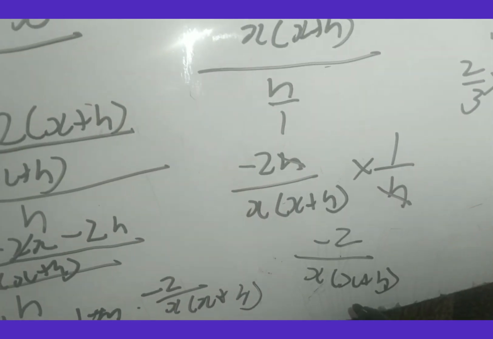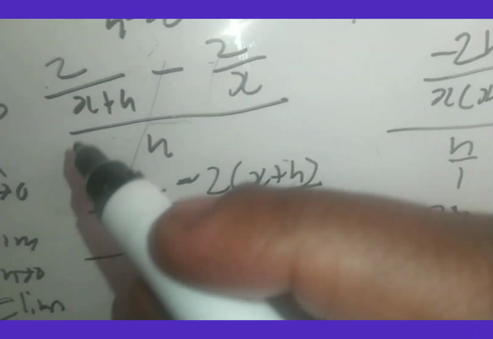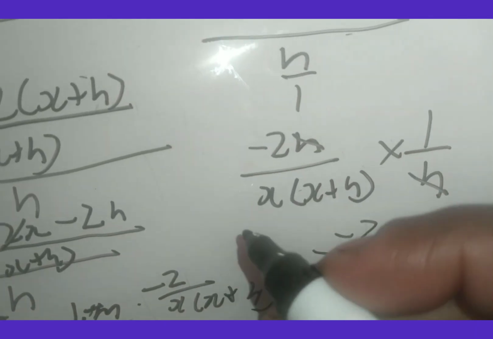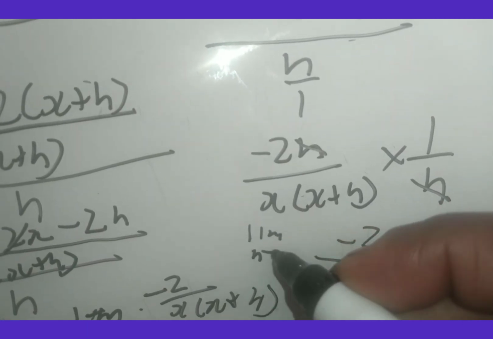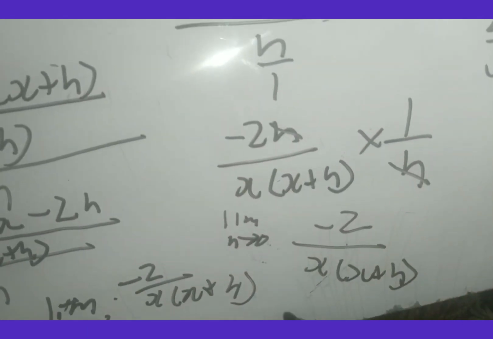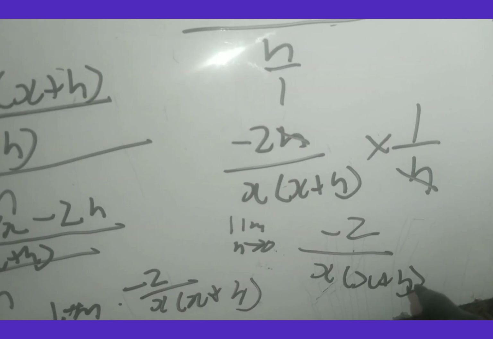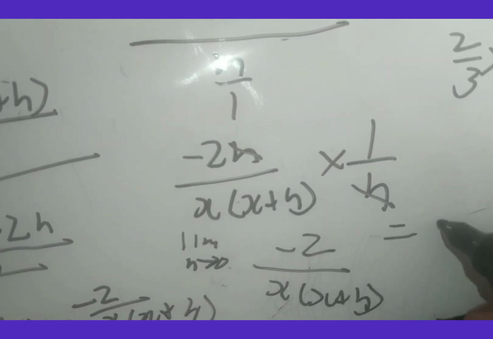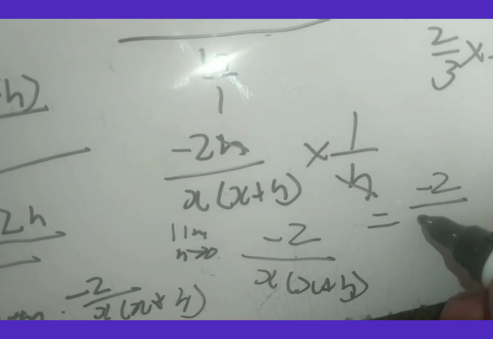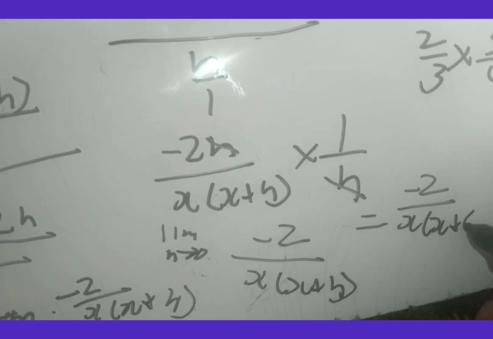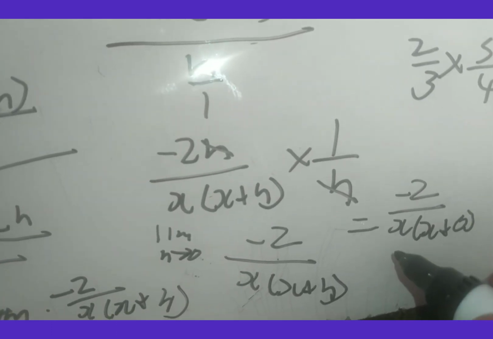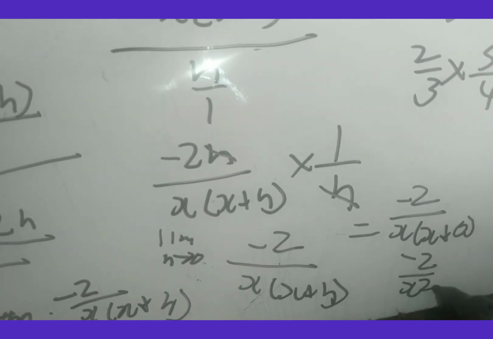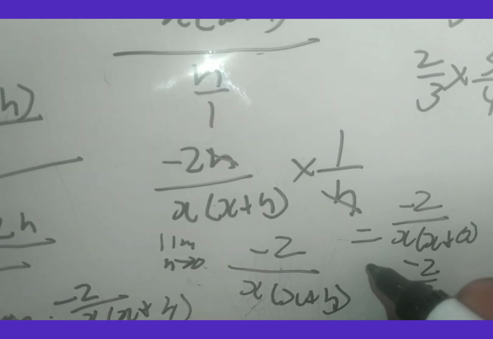And then we still have to have limit as h tends towards 0. I assume that you all know that, right? So we have to have limit as h tends towards 0 in every step, except on the step where we now substitute h as 0. So when I substitute h as 0, we're going to have minus 2 over x times x plus 0, and our final answer will be minus 2 over x squared, because x times x is x squared.